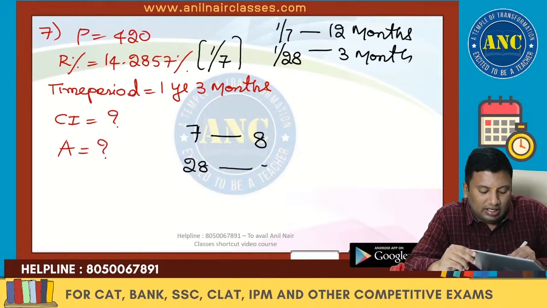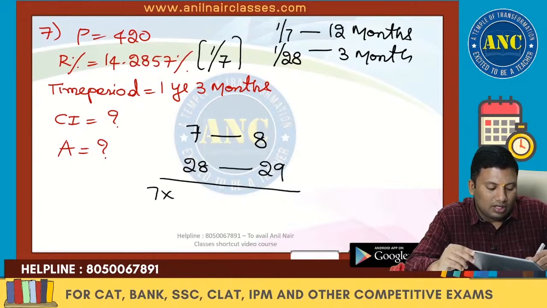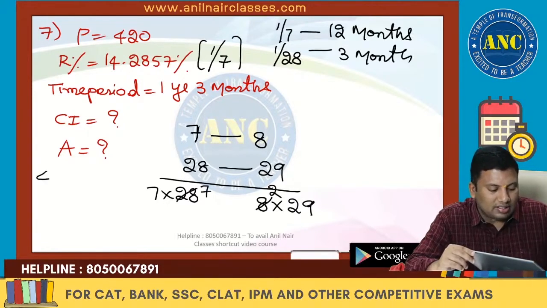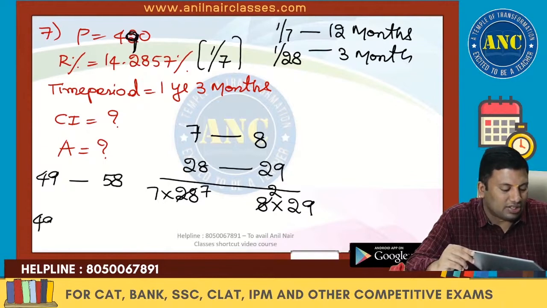So 28, 1 increase, it is 29. 7 into 28, these 8 into 29. So 4 2s are 8, 4 7s are 28. So these 49 and it is 58. So let me take it as 490. We will start with some easier calculation.